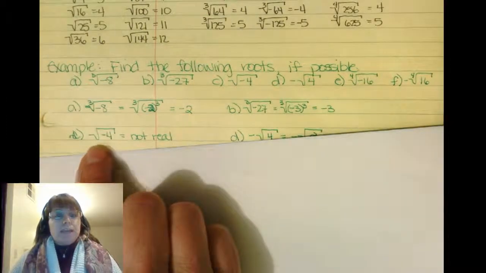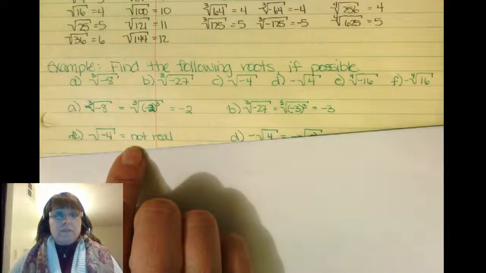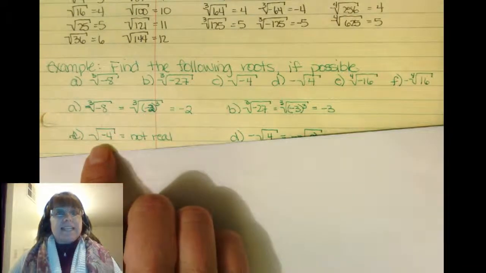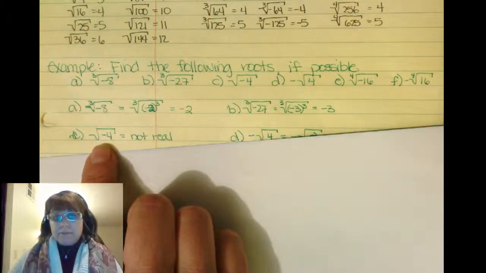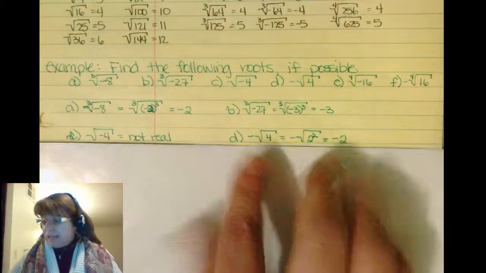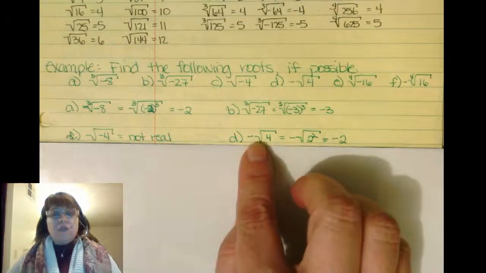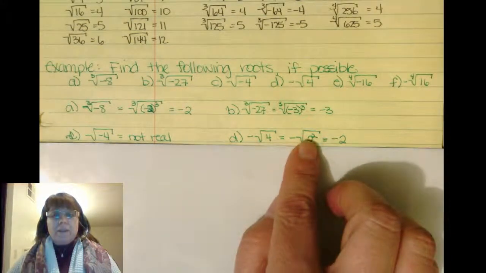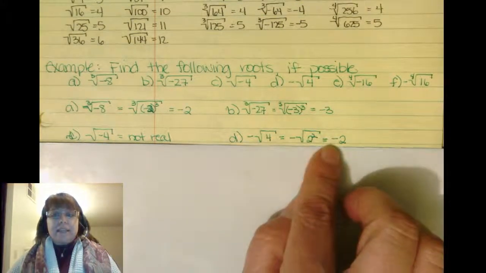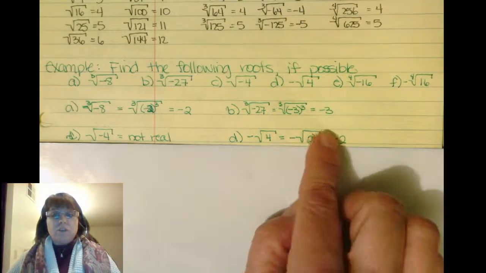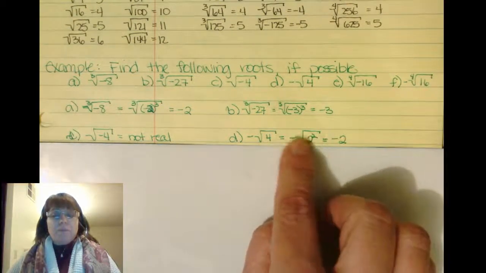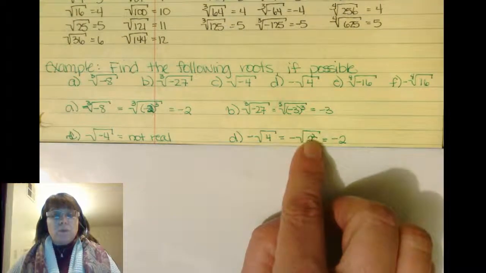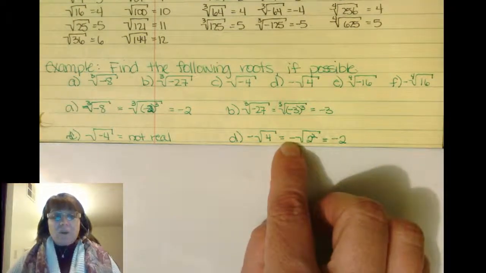Now the square root of -4 is not real because I can't take an even root, and the square root is an even root, of a negative number, at least not yet. But I can take the negative of the square root of 4, which is -2 squared, and therefore it is -2. And I just want to be clear, the 2 came from the operation of the square root.